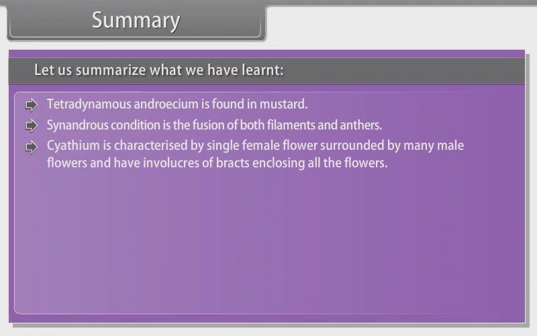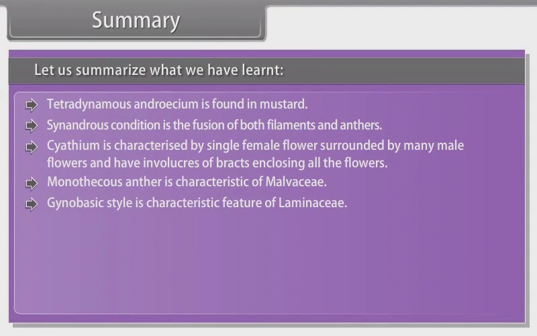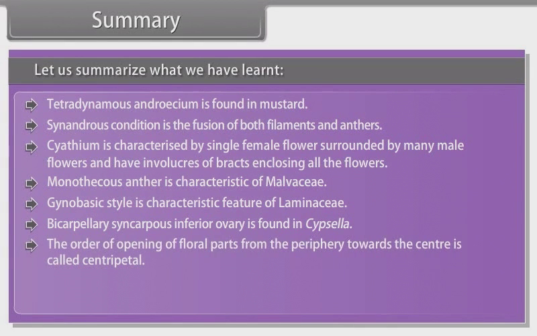Cyathium is characterized by a single female flower surrounded by many male flowers, with an involucre of bracts enclosing all flowers. Monothecous anther is characteristic of Malvaceae. Gynobasic style is a characteristic feature of Lamiaceae. Bicarpellary syncarpous inferior ovary is found in cypsela. The order of opening of floral parts from the periphery towards the center is called centripetal. Glumes represent bracts. Smallest flower is Wolffia.